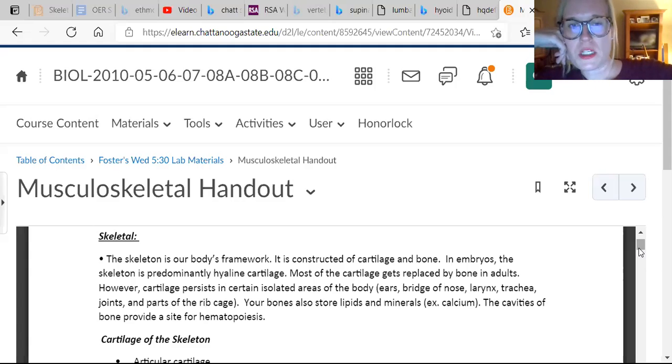However, cartilage is going to persist in certain areas. Okay. And we all know where there's cartilage in our body. We know that our ears, the bridge of our nose, our larynx, trachea, joints, and the part of the ribs where they attach to the sternum.